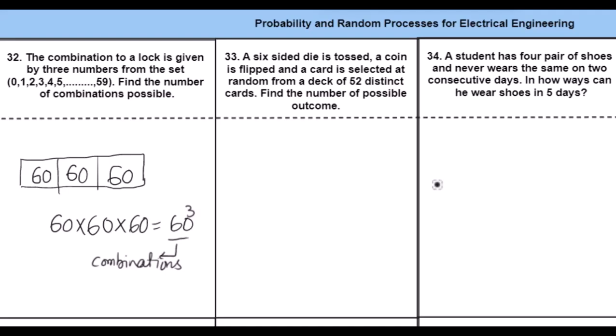So for the 6 possible outcomes here, similarly the 2 possible outcomes for the coin toss here, and the 52 possible cards here, these are the possible numbers of outcomes. So the answer here will be 624. Okay, so the 624 possible outcomes are available here.